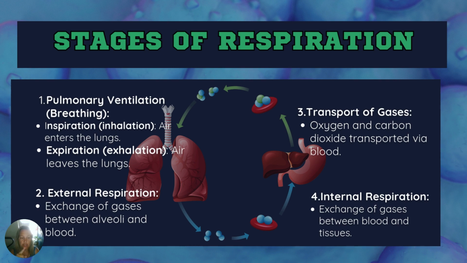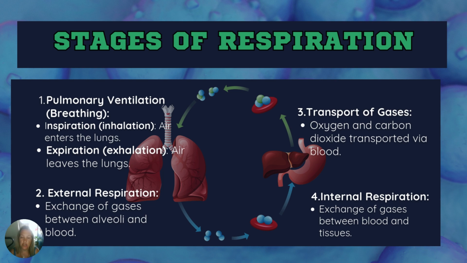We've then got the external respiration, which is the exchange of gases. So the exchange of oxygen and carbon dioxide between the alveoli and the surrounding capillaries. The third part over here is the transport of the gases. So the oxygen is transported to the body tissues via the hemoglobin in the red blood cells. The carbon dioxide is transported back to the lungs to be exhaled.